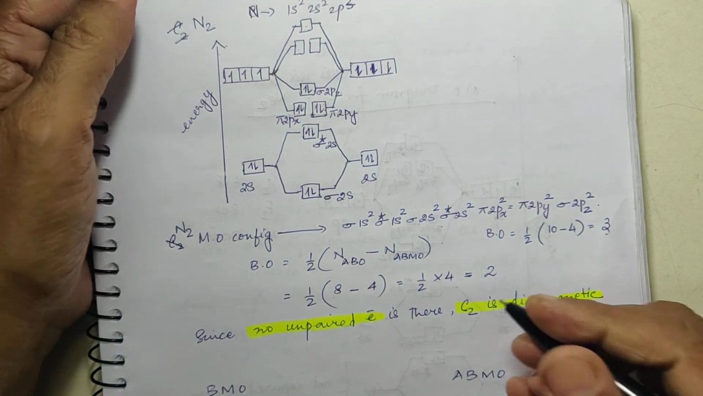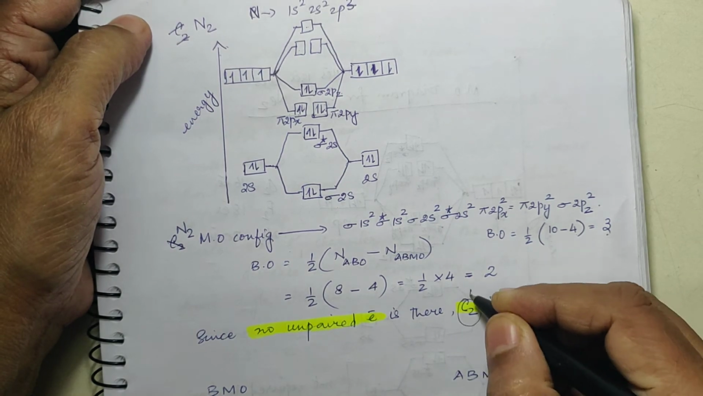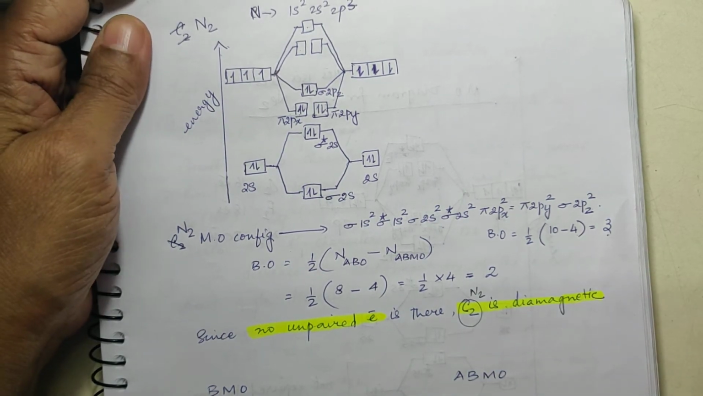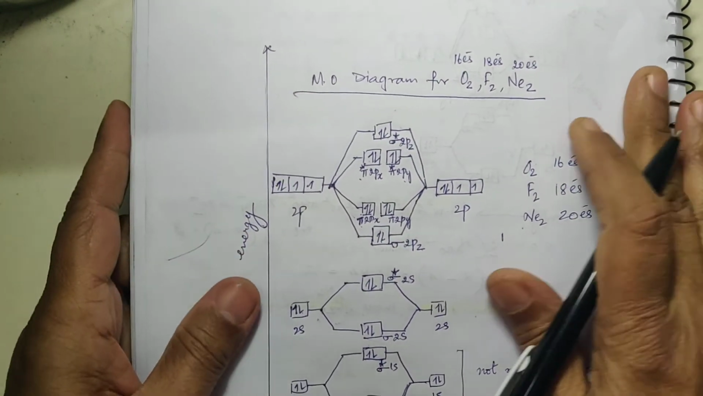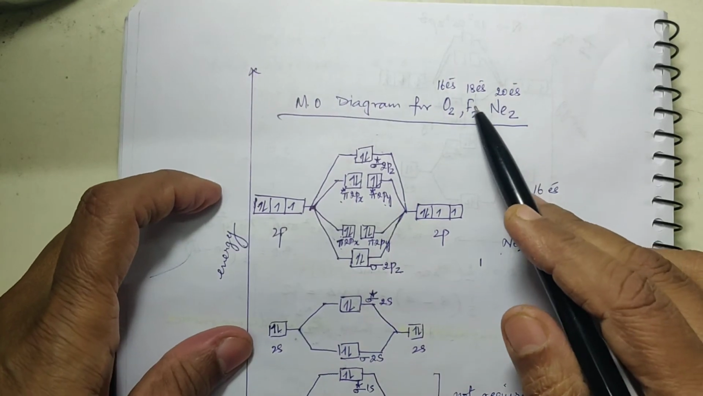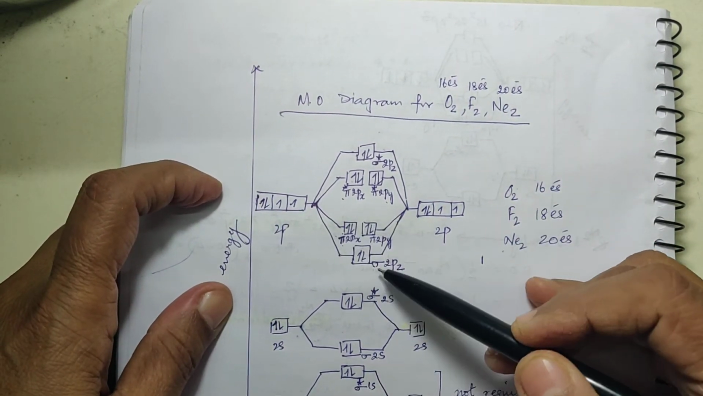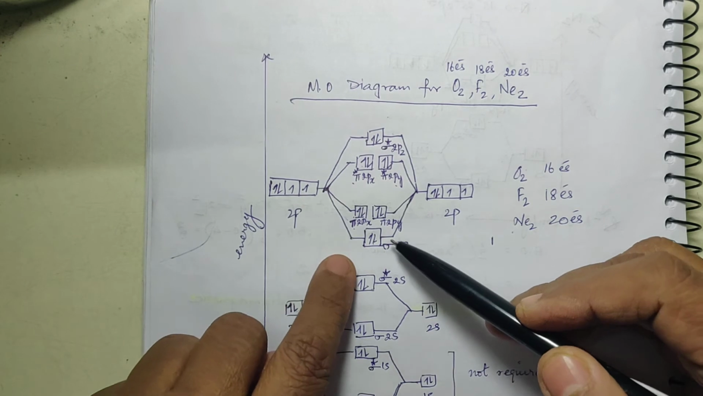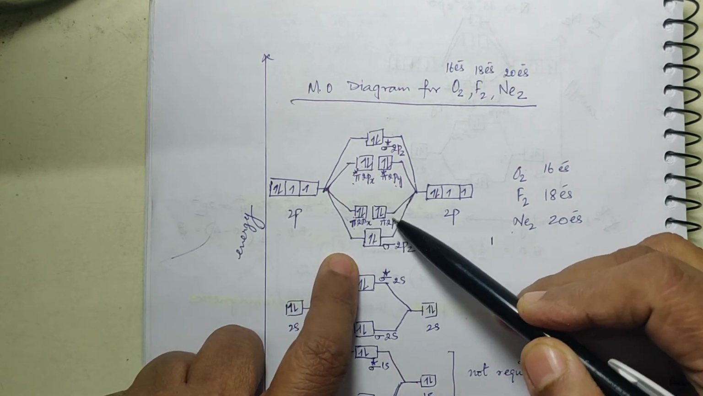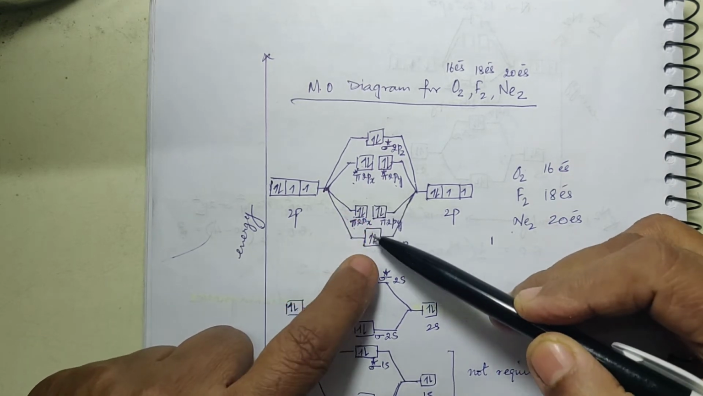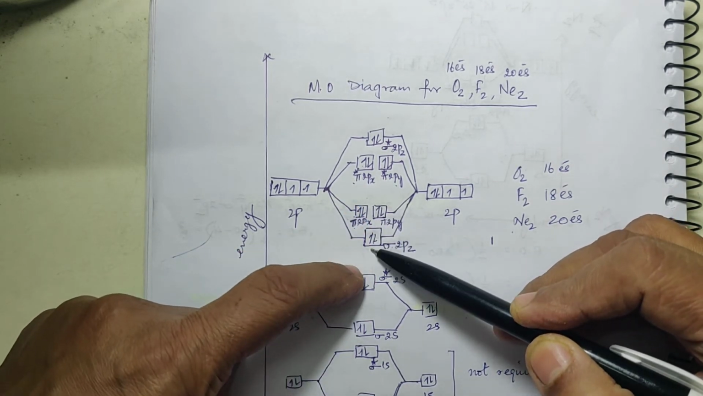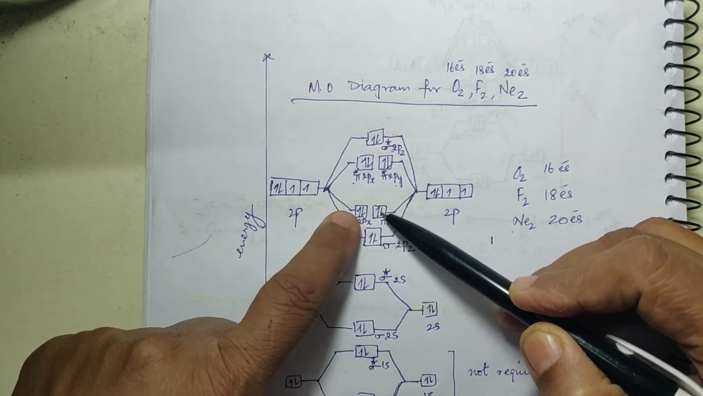मैंने N2, ये C2 नहीं है, N2. N2 is diamagnetic, right? Now, when you come to elements beyond nitrogen, that is oxygen, fluorine and neon, there is a small change. What is the change? Till nitrogen, the pi 2px and pi 2py were down, and the sigma 2pz was up. Now there is a slight interchange in position. Sigma 2pz will be down and these two will be up.